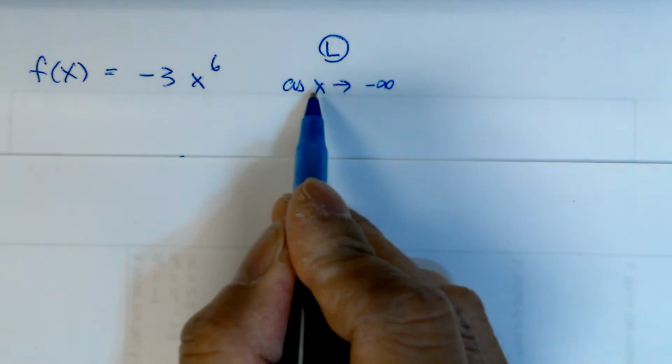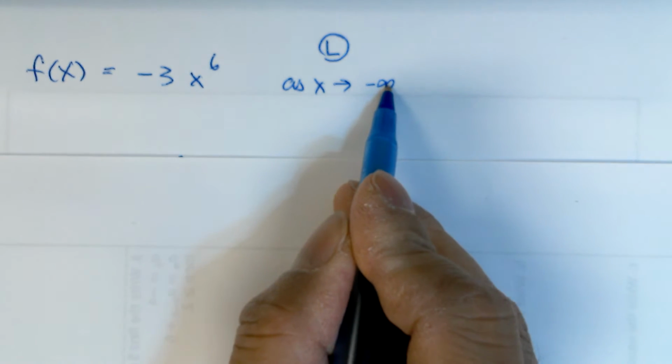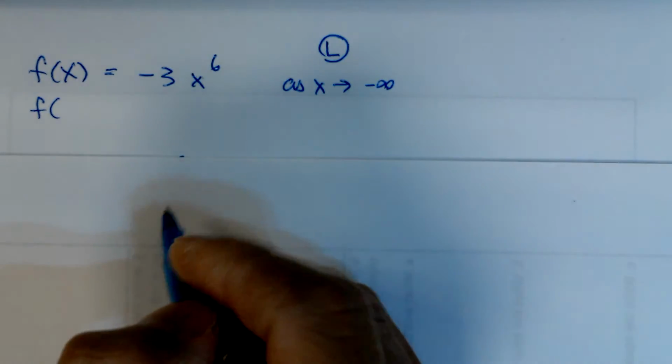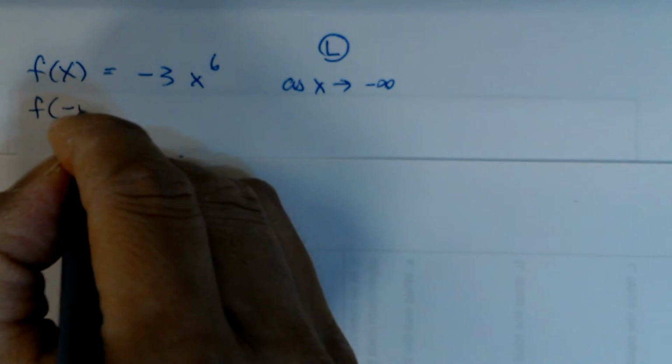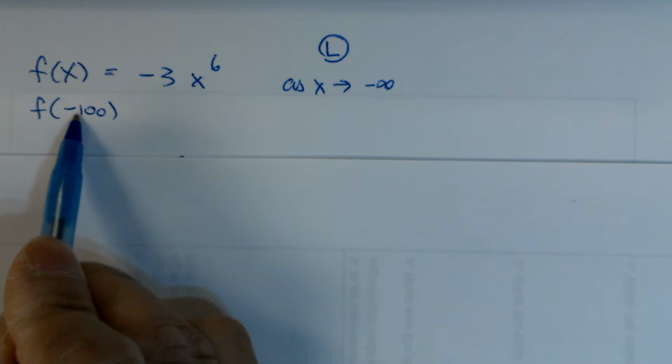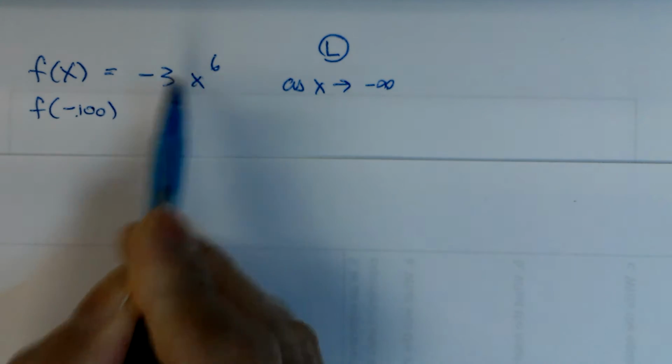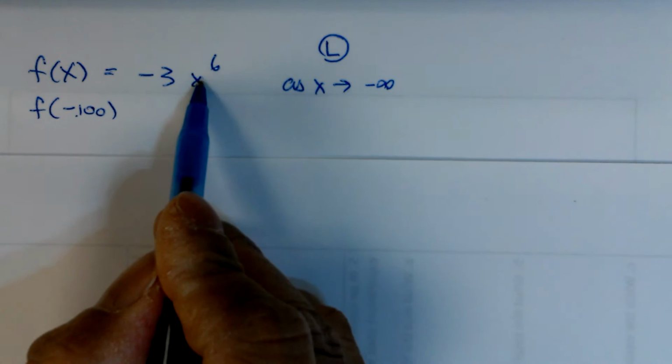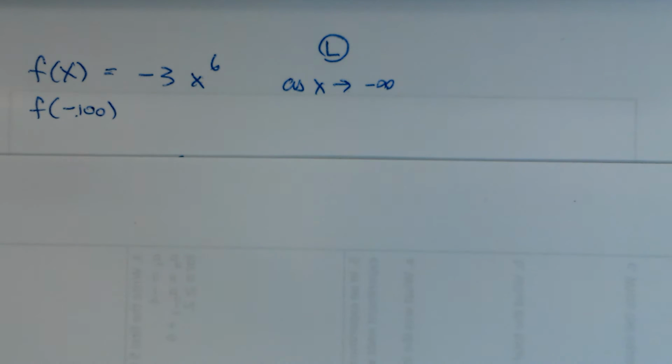So when it says as x approaches negative infinity, what we want to do is evaluate the function f of x at maybe a large negative number. So let's try negative 100 or negative 1000. Go ahead and substitute negative 100 in for x, and see what you get.